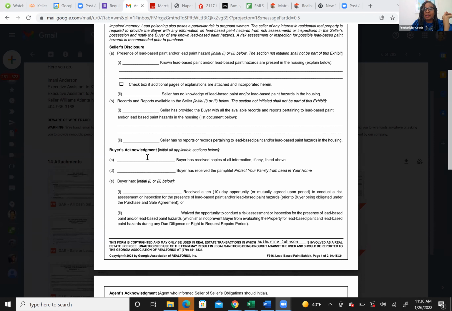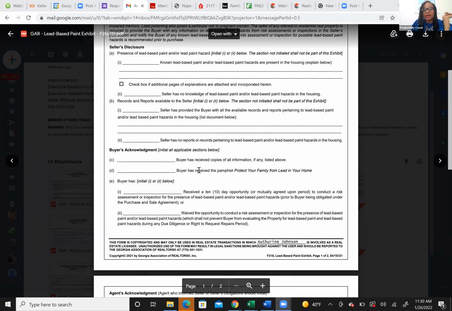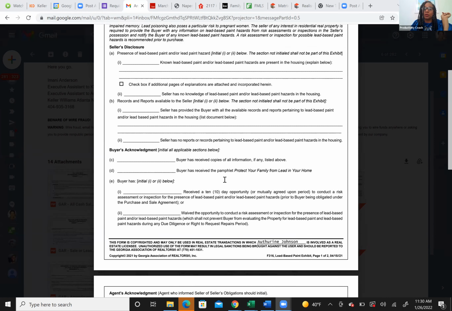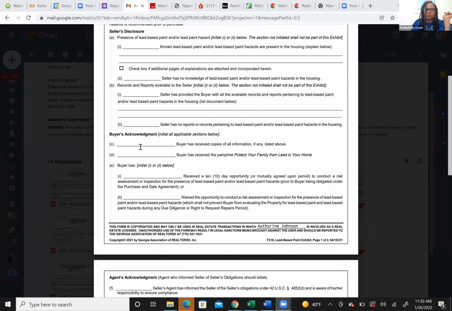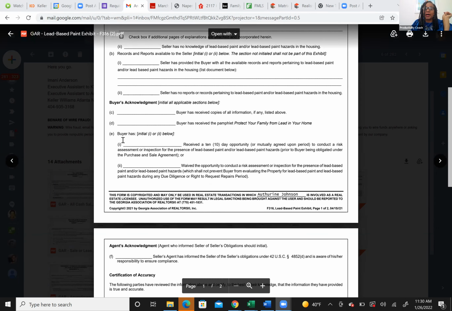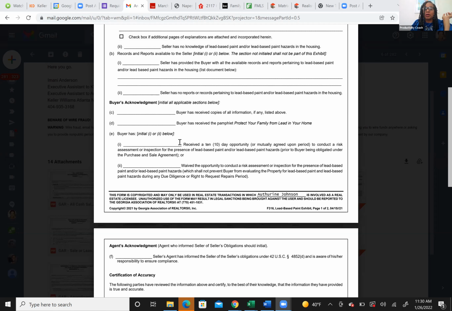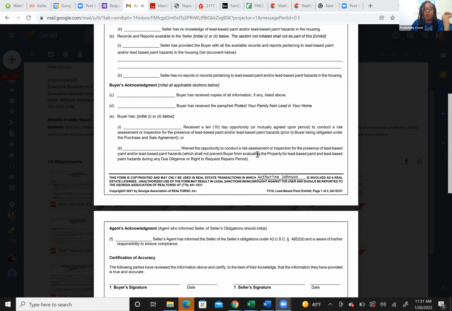Buyer's acknowledgement. Initial all applicable sections below. Either the buyer has received copies of all information listed above, or the buyer has received the pamphlet, Protect Your Family from Lead in Your Home. And they should, okay? Now here is the buyer's part. Buyer has initial either 1 or 2 below. Buyer has received a 10-day opportunity to conduct a risk assessment or inspection for the presence of lead-based paint in the home, right? Or buyer has waived the opportunity to conduct a risk assessment or inspection for the presence of lead-based paint in the home.